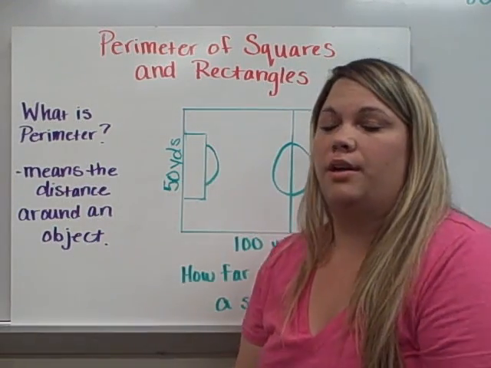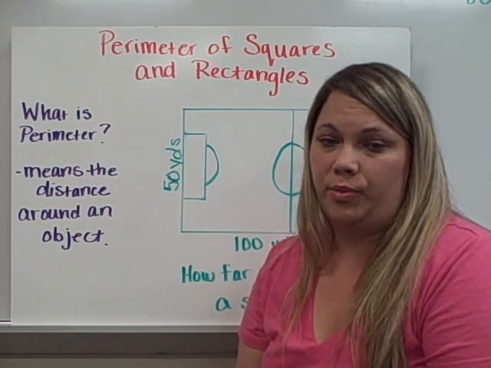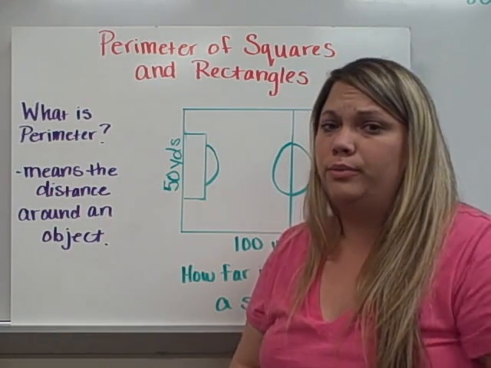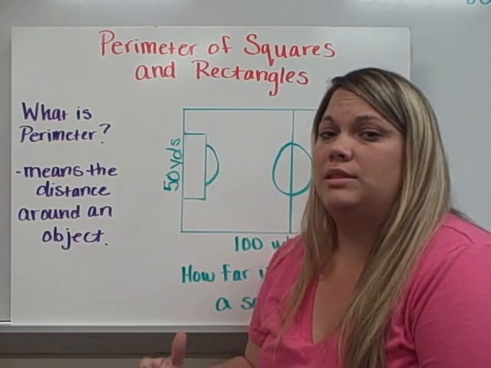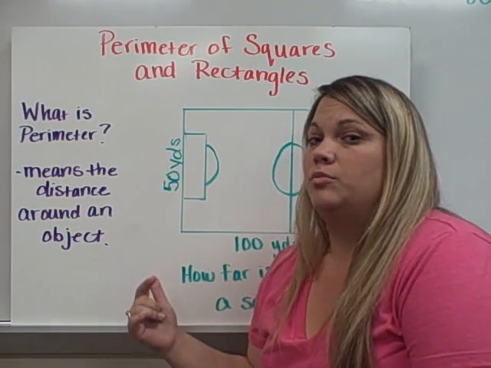Perimeter of squares and rectangles. Well, before we can do perimeter of squares and rectangles, we have to know, what is perimeter? The perimeter is the distance around an object.